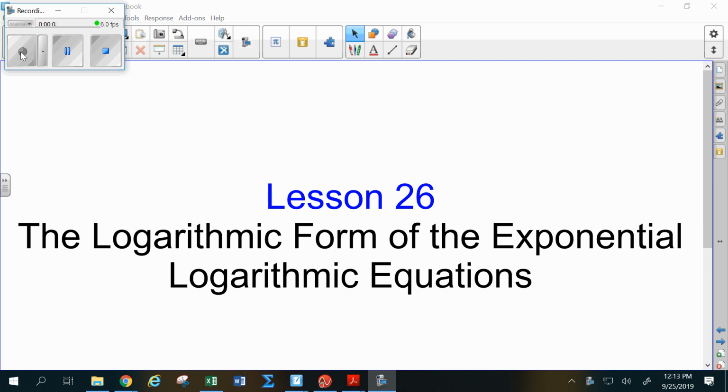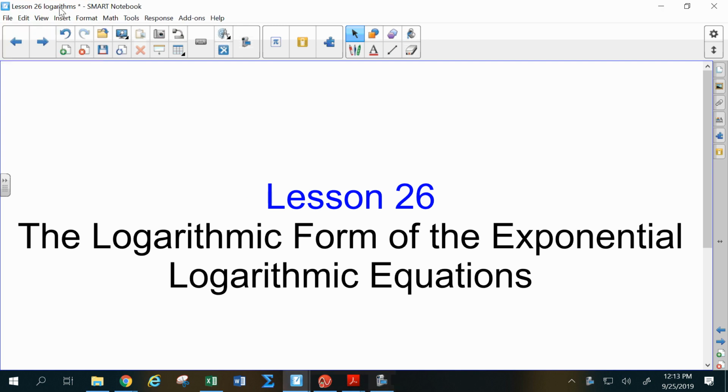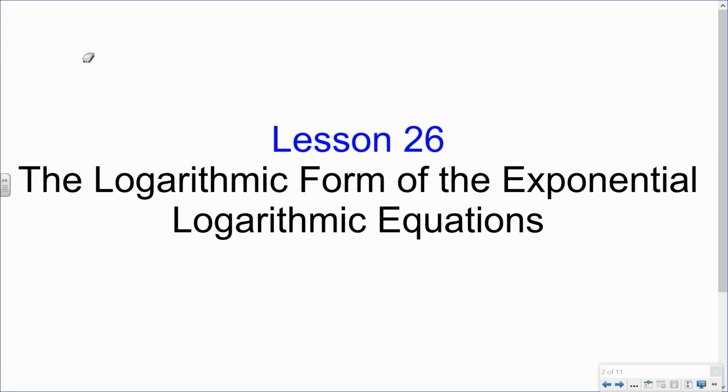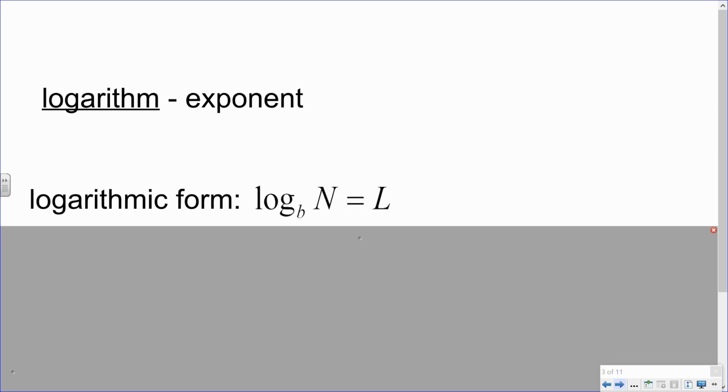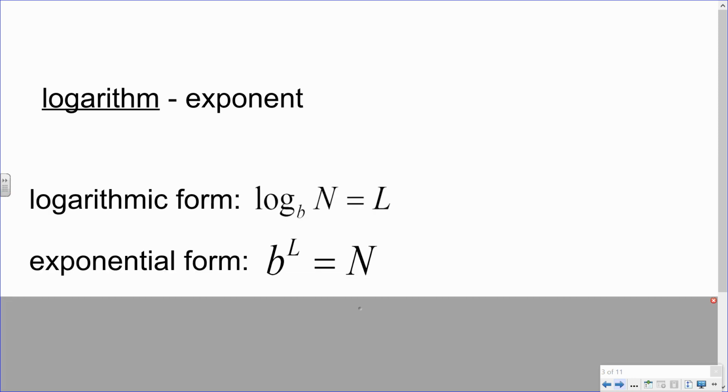So today we will review things that we learned last year about logs, just our basic definitions and how they work. So first off, we want to remember that logarithm means exponent. We can write things in either logarithmic form or exponential form.